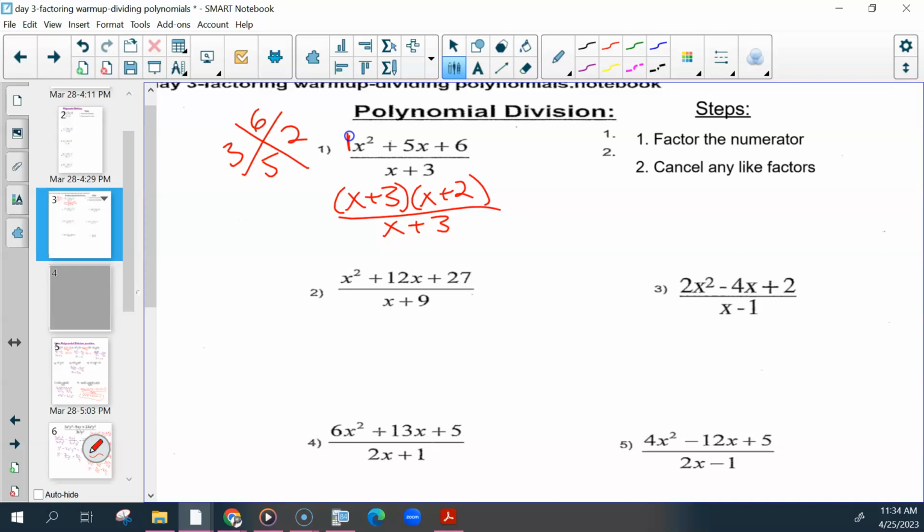And then look and see if you have any like factors and cancel them out. So the x plus 3s are the same. So this would be left with just x plus 2. And that would be your answer. Do you have any questions on that before we continue?